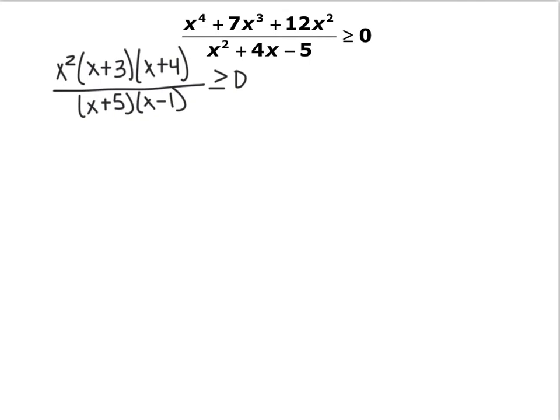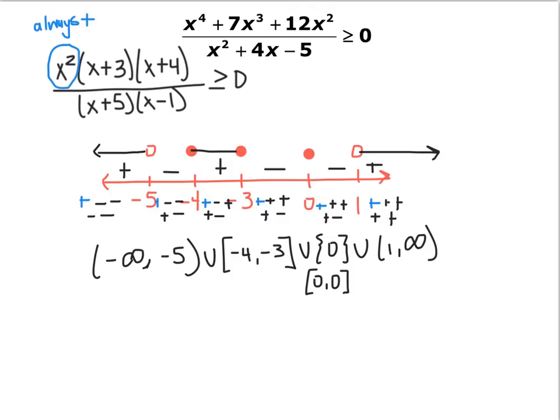So now we need our number line with any points that make this 0 and undefined, being careful with whether they're open circles or closed circles. So go ahead and pause the video and do that. Test your points and find the solution to this inequality. So when you plot them, it should be -5, -4, -3, 0, and 1. 1 and -5 make the denominator 0, so those should be open circles. Everything else makes the numerator 0, which we want, so those should be closed circles.